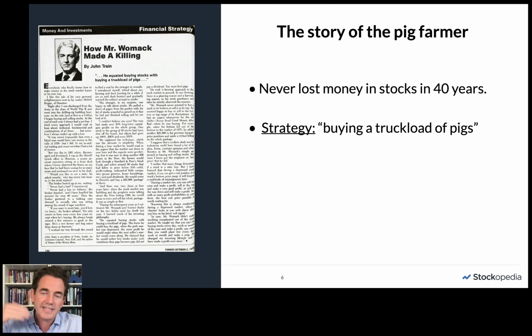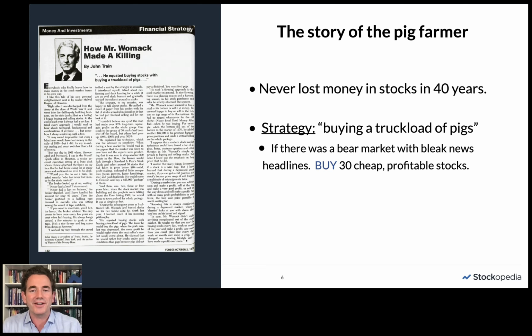Basically, he treated it like buying a truckload of pigs. Whenever there was a bear market, and often he didn't really track the stock market, he'd read the news and he'd see there were really bleak headlines. Well, he knew if he was dealing with pigs, that was a great time to go and buy. So he went to Wall Street, you couldn't do it online back then, and he bought 30 cheap, profitable stocks, actually drove in to his stockbroker and did it.